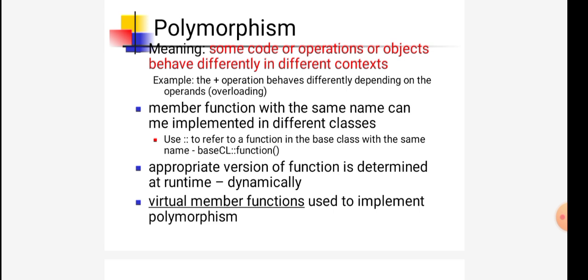Polymorphism. This means operations or objects behave differently in different contexts. Member functions with the same name can be implemented in different classes. The appropriate version of the function is determined at runtime, dynamically. Virtual member functions are used to implement polymorphism.